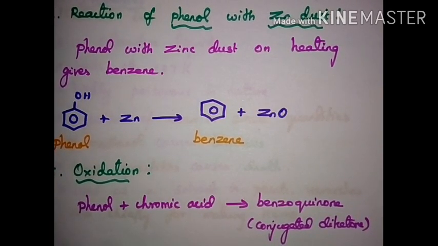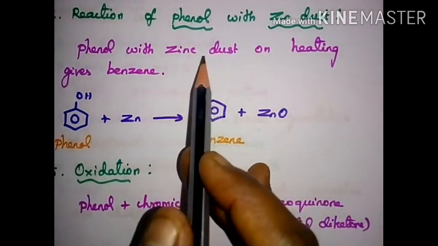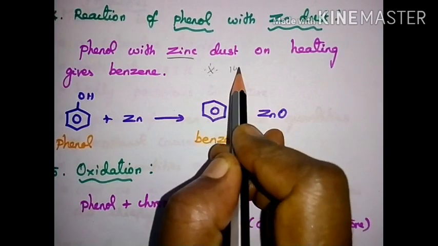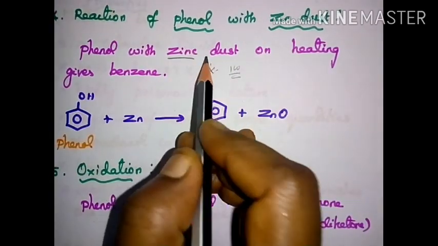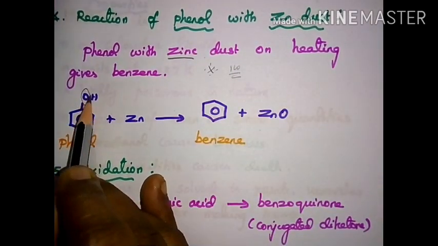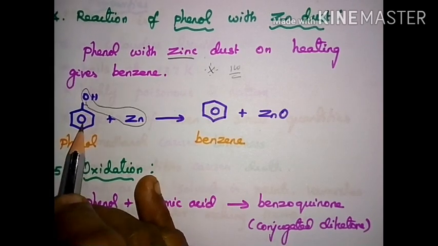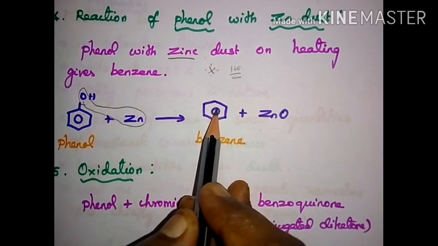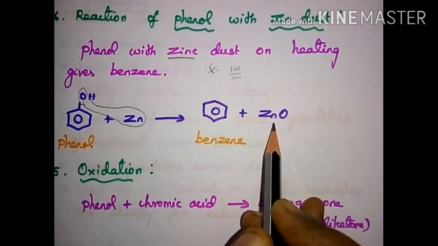Reaction of phenol with zinc dust. It is an important 1 mark question also. Phenol with zinc dust on heating: what happens? Zn and O go out, and we get benzene. This is the removal of zinc oxide.